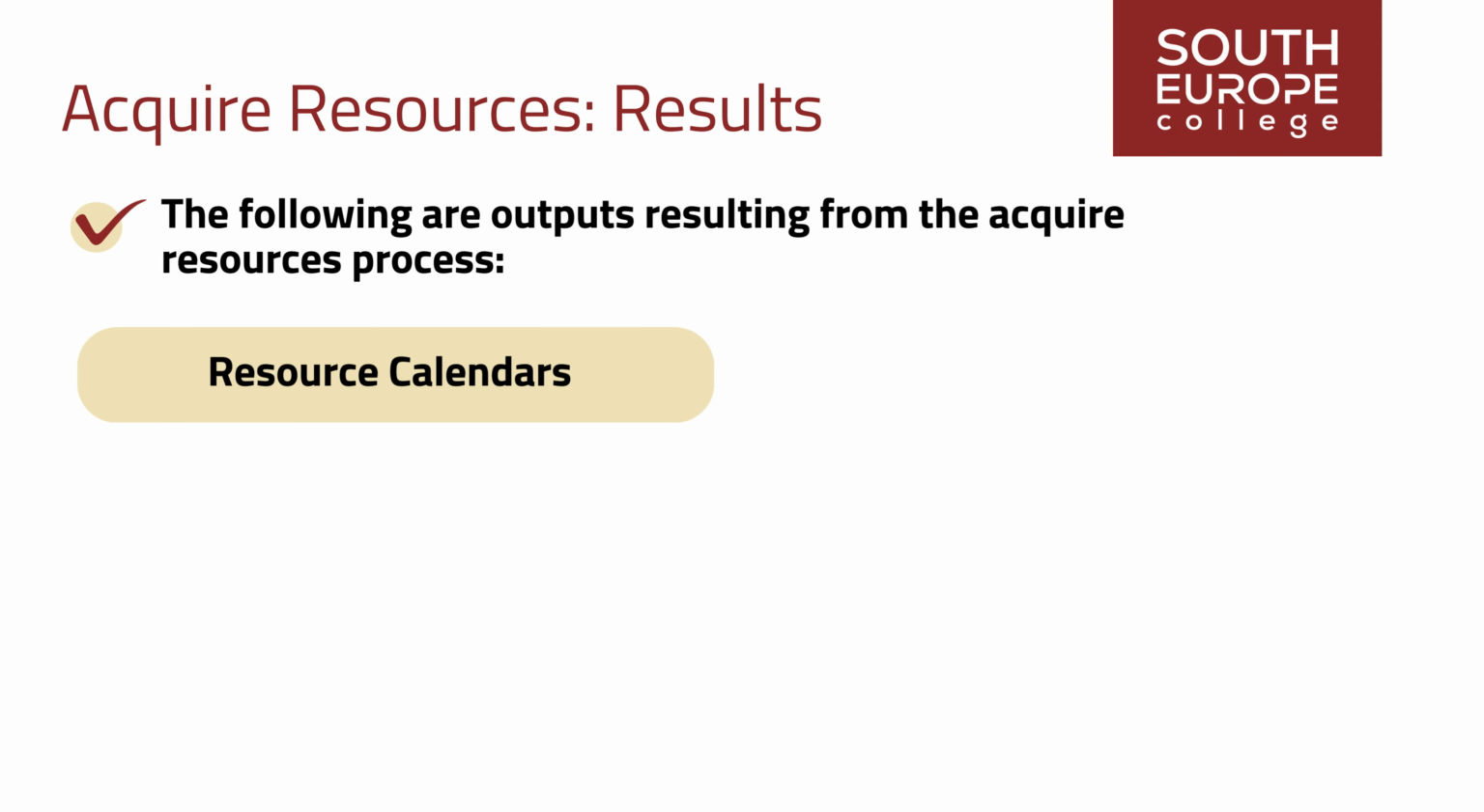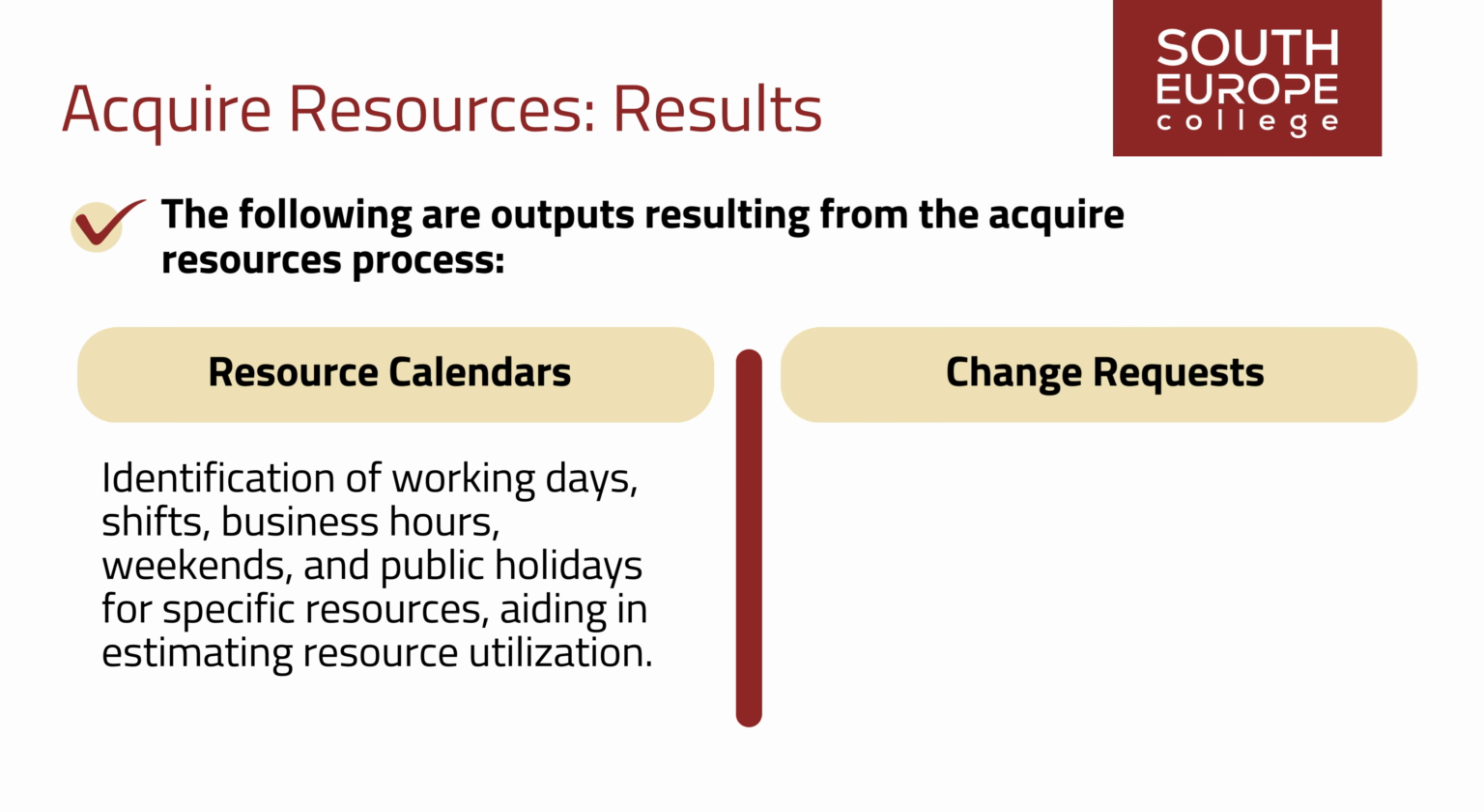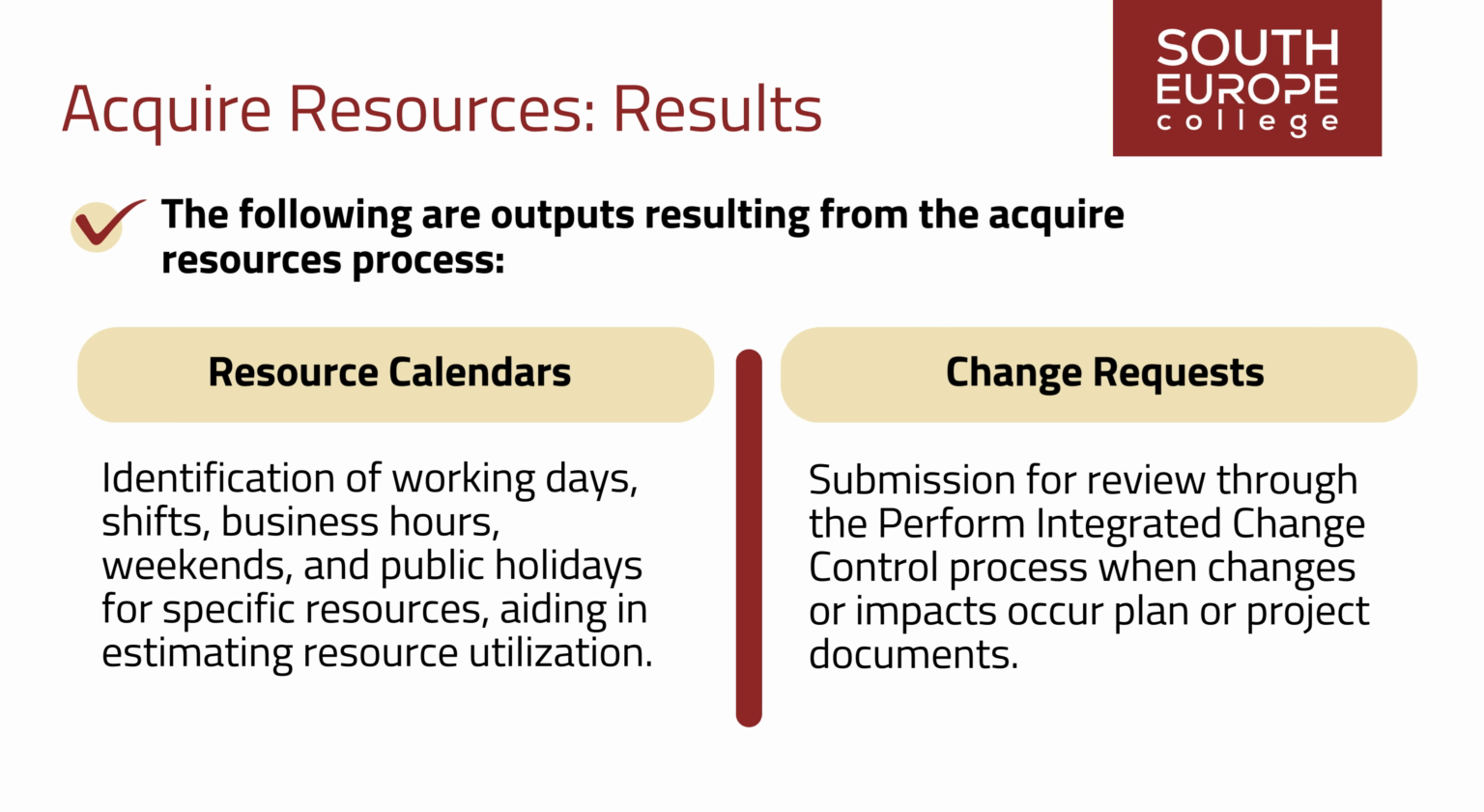Resource calendars, identification of working days, shifts, business hours, weekends, and public holidays for specific resources, aiding in estimating resource utilization. It also specifies when an identified team and physical resources will be available, considering attributes like experience, skill levels, and geographical locations. Change requests, submission for review through the Perform Integrated Change Control process, when changes or impacts occur, requiring corrective or preventive actions, affecting the project management plan or project documents.